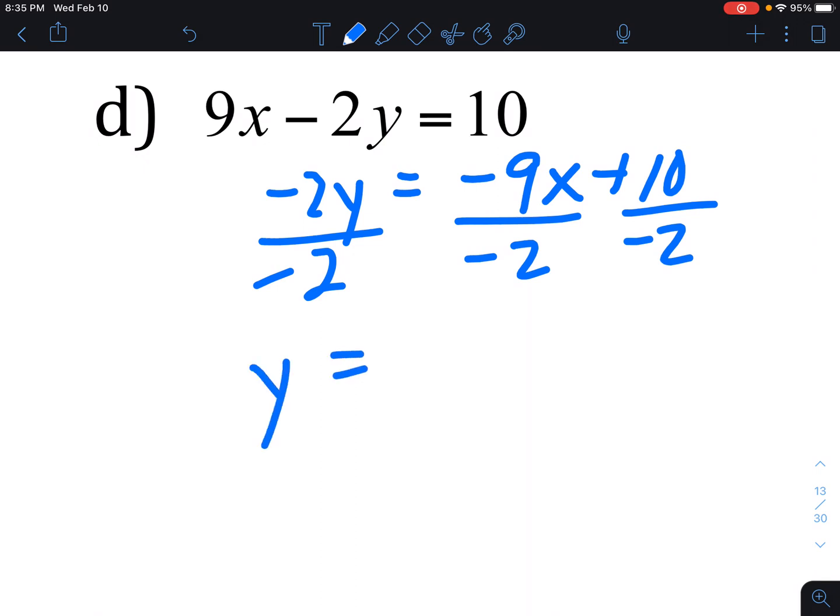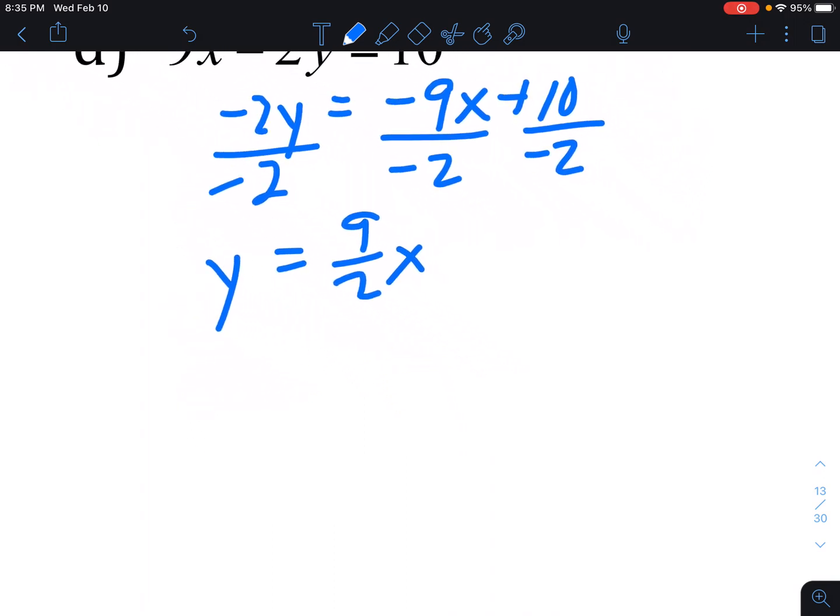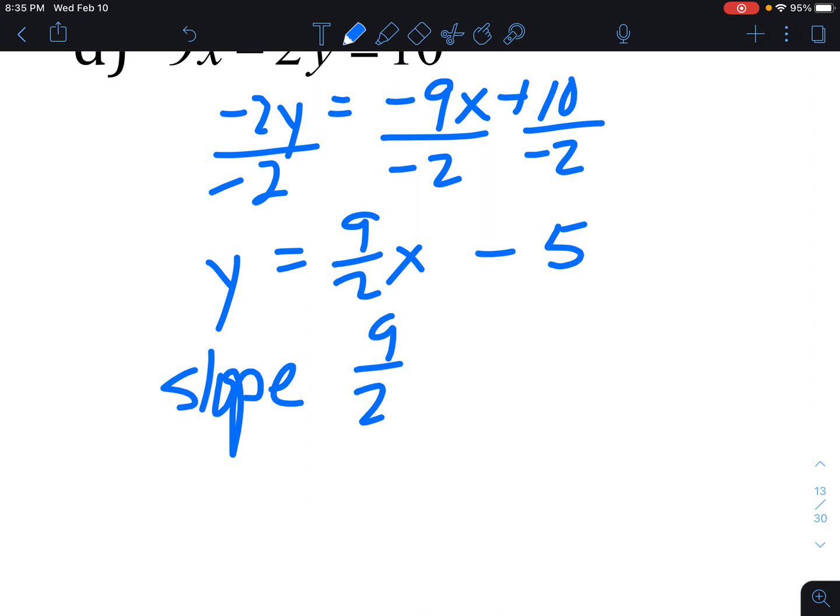So we'll have y equals, the negatives cancel, that'll be 9/2 x. Again, the slope, keep it as an improper fraction, as long as it's a reduced fraction. And then -5, 10 divided by -2, -5. So now you can see the slope is the coefficient of x, which is 9/2. The y-intercept is 0, -5.